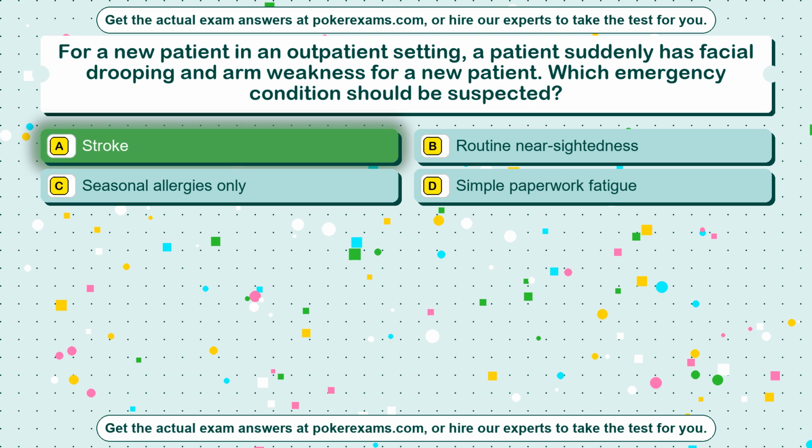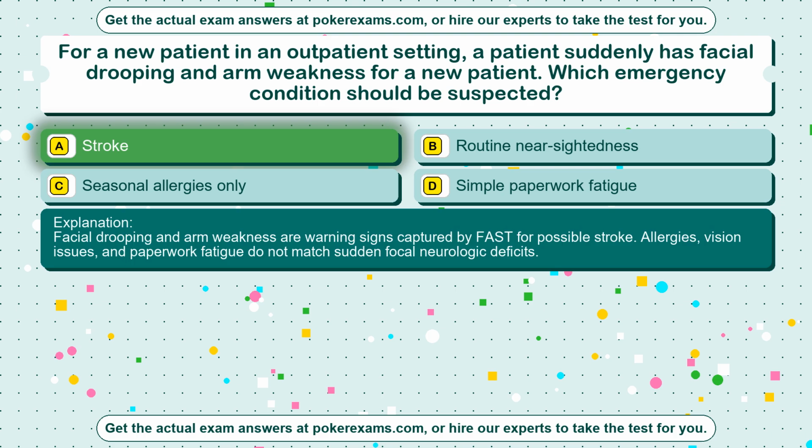The correct answer is option A, stroke. Facial drooping and arm weakness are warning signs captured by FAST for possible stroke. Allergies, vision issues, and paperwork fatigue do not match sudden focal neurologic deficits.